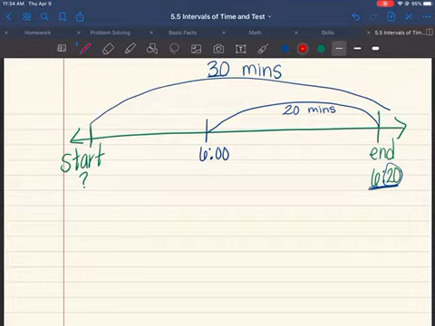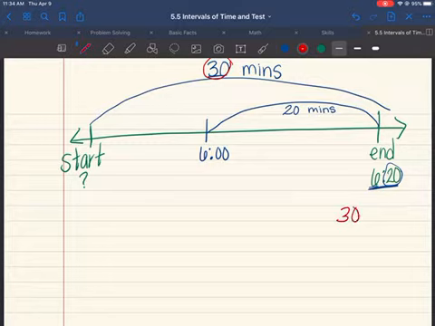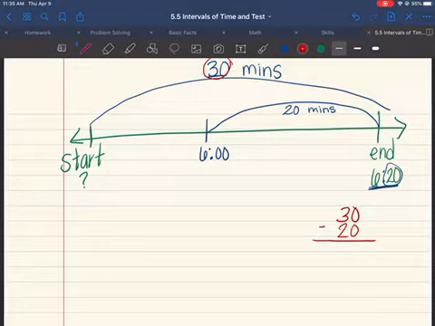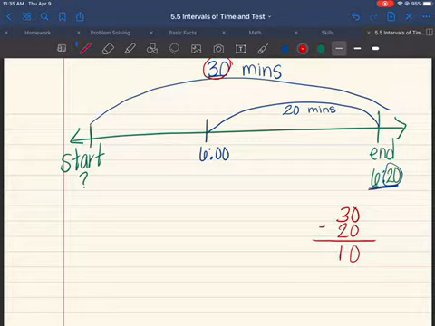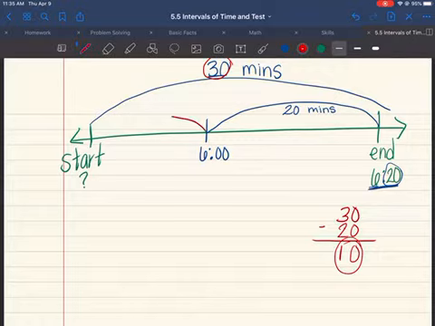Now, we're going to go ahead and think. We needed to go back 30 minutes. I already jumped back 20 minutes. How many more minutes do I need? 0 minus 0 is 0. 3 minus 2 is 1. I still need to go back 10 more minutes. So I'm going to go ahead and jump back 10 minutes.